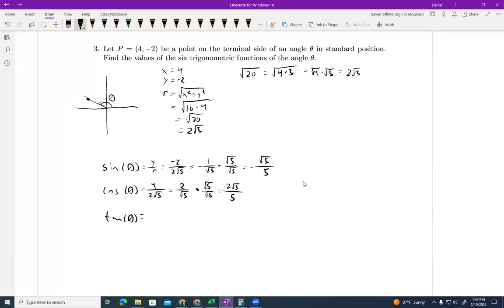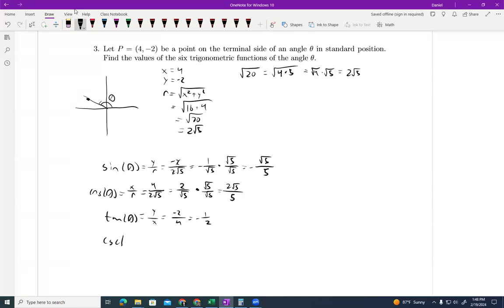Tangent of theta is y divided by x. Oh, I forgot to put my formula over here. See if I can squeeze it in. Cosine of theta equals x over r. And I'm only putting it over here because I'm going to be using it in the next 2 problems also. So I might as well put it in at least once over here. There we go. X over r. Tangent of theta is y divided by x. So that's going to be -2 over 4, which simplifies very nicely to be -1/2.